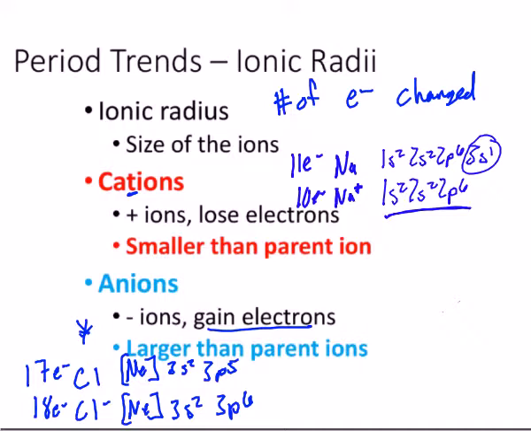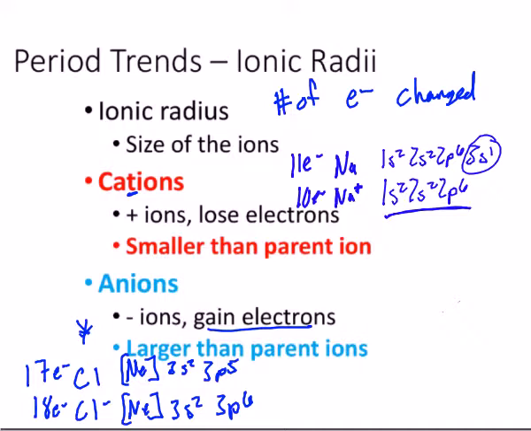On your test on Tuesday, I will give you sodium and sodium ion. Which one's smaller or which one's bigger? And you're going to circle which one is smaller or bigger depending on the question that's asked. It's one of those things, there's no arm motions with it. You've got to just know it.